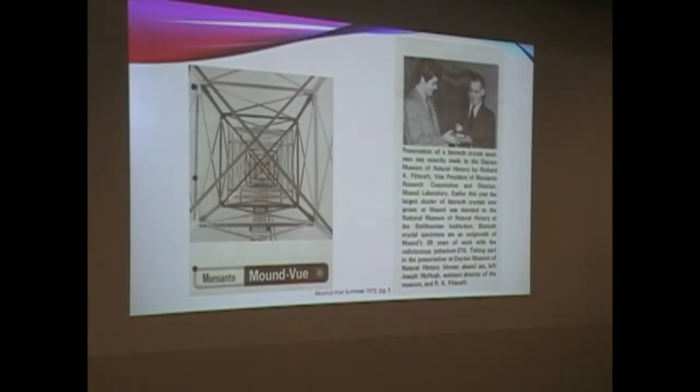So now that we had it, we wanted to try to figure out why. So we looked in some old documentation, and we found this little blurb in a Mound View from 1972 of Dick Flitcraft giving Joseph McHugh, who was the assistant director of Boonshoft, or the Natural History Center, a crystal. But it really doesn't say why, it just says to commemorate. But this little blurb also says that Mound Lab gave a crystal to the Smithsonian Museum as well. So we found that very interesting.